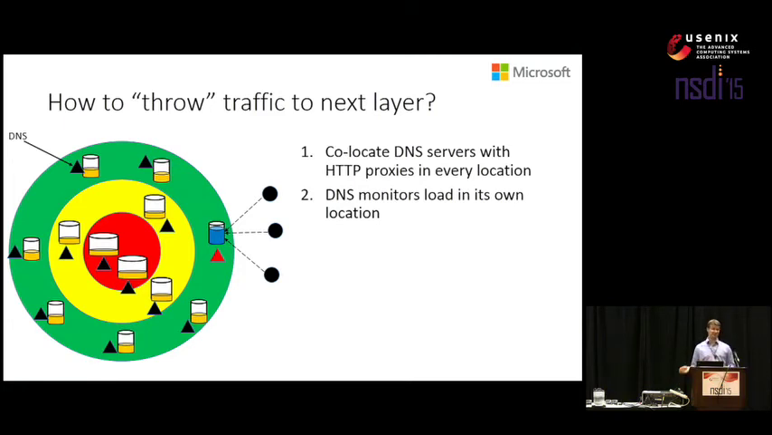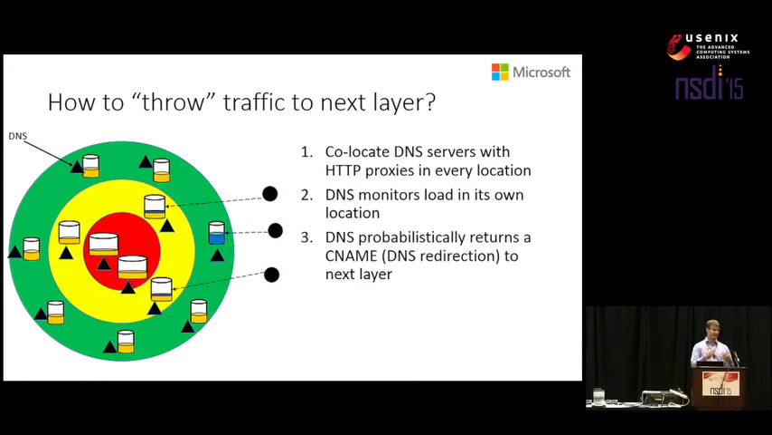And then probabilistically starts returning a CNAME or a DNS redirection to the next layer. And the next layer does exactly the same thing. It's recursive. You can have as many layers as you want here, as long as there are no loops in the redirection, you can set this up in whatever way you'd like.